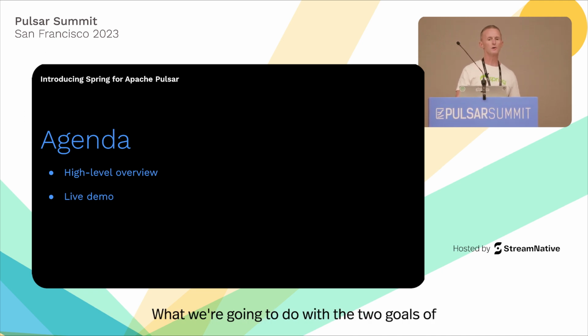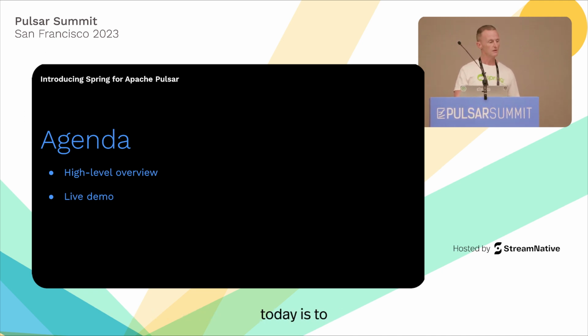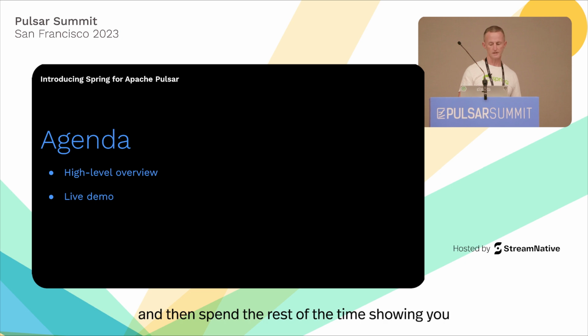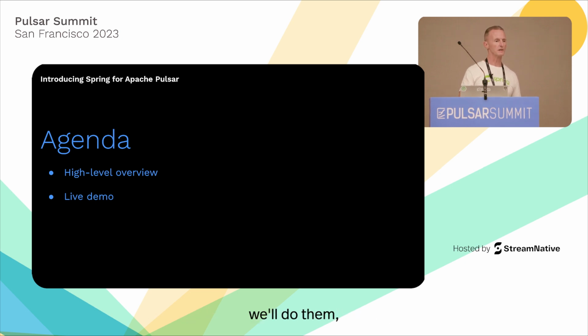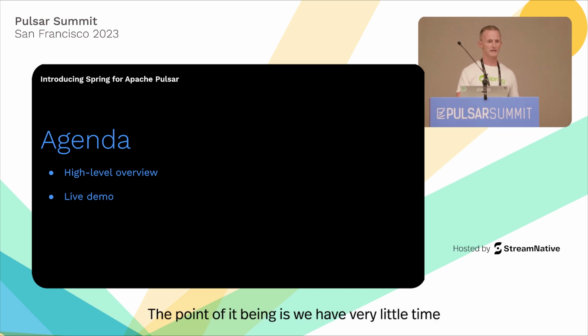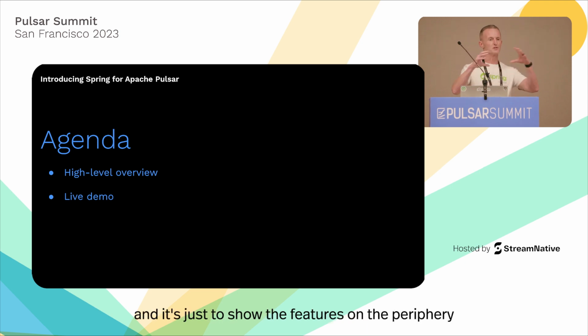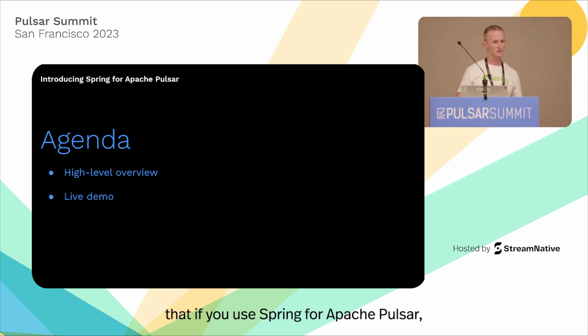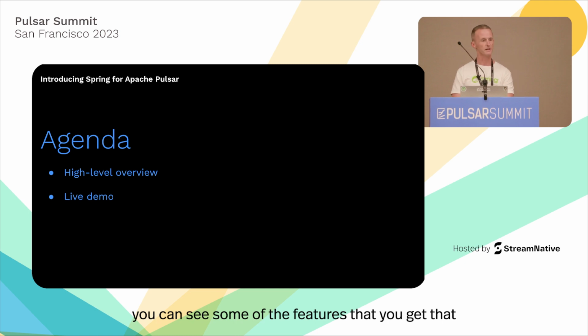The two goals of today are to give you a high-level overview of what Spring for Apache Pulsar is, and then spend the rest of the time showing you how to use it. We're going to do a demo. The use case is going to be very basic: we're going to produce some data and consume some data. The point is that we have very little time, and it's just to show the features on the periphery, so that if you use Spring for Apache Pulsar, you can see some of the features that come for free.